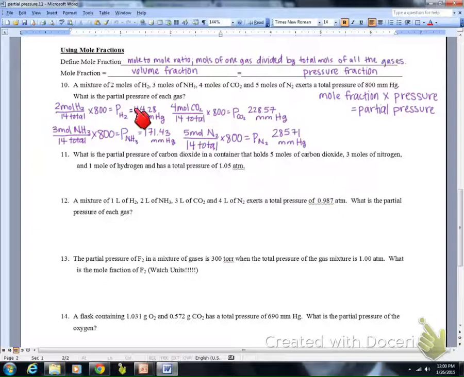Here we've got 114.28, 171.43, 228.57, and 285.71. So that's our partial pressure of our gases. Those should all add up to 800 millimeters of mercury, give or take a rounding from your calculator and such. So that's how you do partial pressure and mole fractions, and remember that a volume fraction and a pressure fraction are the same as a mole fraction. So the rest you will practice in class.